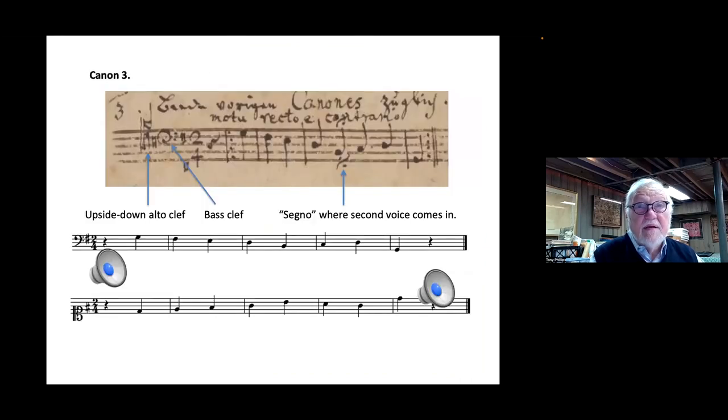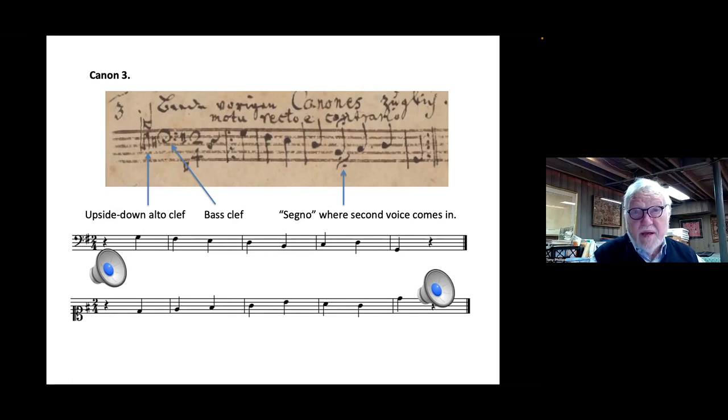So this is a blow up of canon 3, and you can see why these are called puzzle canons, because when Bach wrote them, this little piece of score is all there is. So there are puzzle clues as to how it's supposed to be performed. If you look at the beginning, there's a bass clef and an upside down alto clef, right? Which means that the score is to be read once as written and then once upside down, with the bass, the coordinate given by that alto clef, which is upside down.